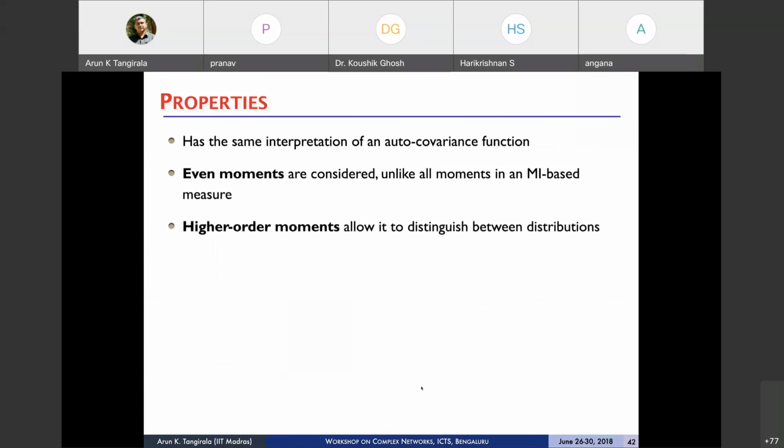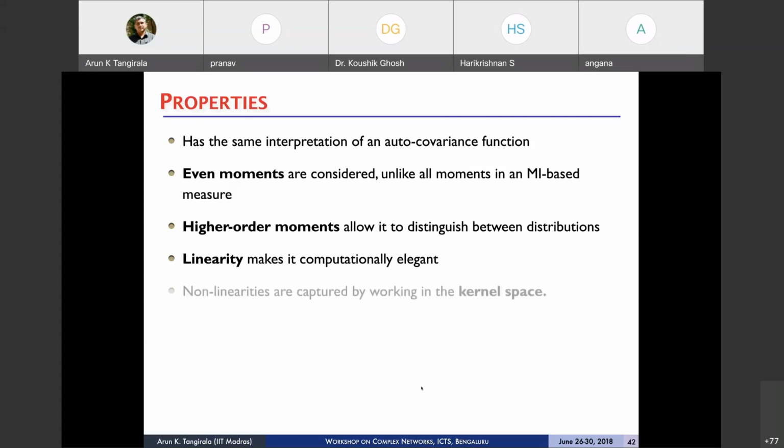Remember, nonlinear relationships are characterized by the PDFs, which means you have to look at all the moments. Whereas for linear processes, it suffices to work with up to second order moments. Because this autocorrentropy is encapsulating higher order moments, it is able to cater to the nonlinearities, but not all classes of nonlinearities.